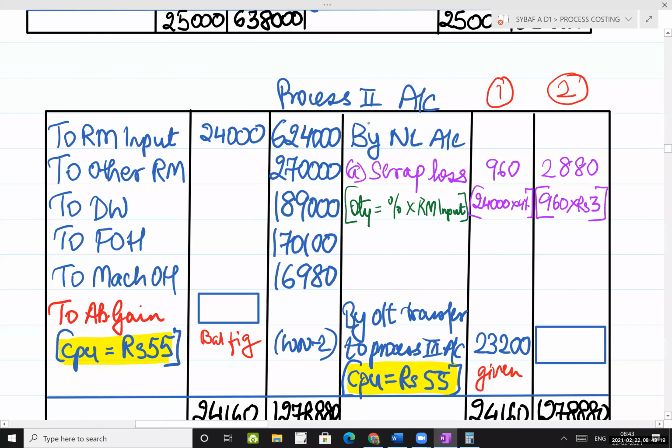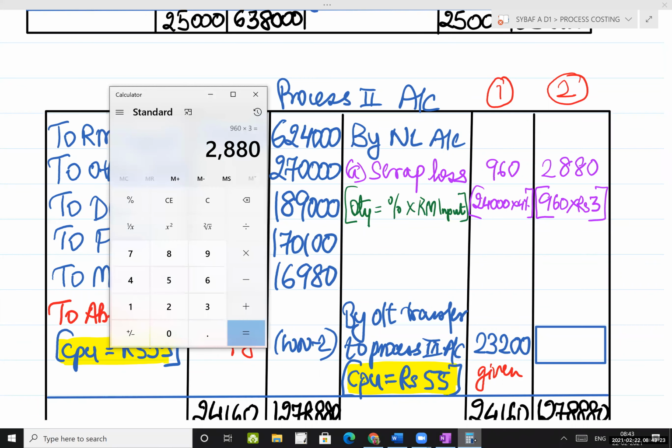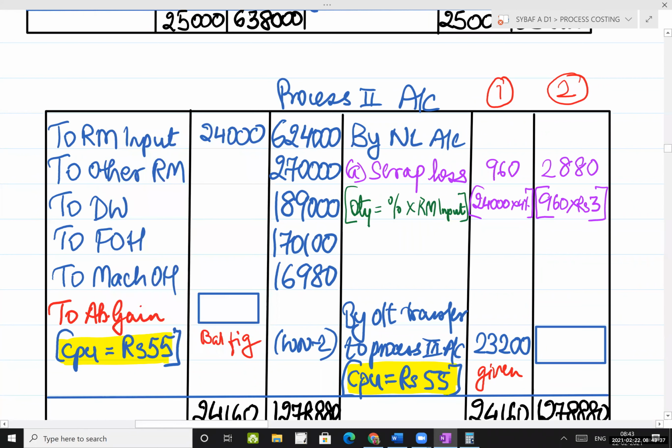देन व्हाट टू डू, देन क्लोज द क्वांटिटी कॉलम. सो डेबिट साइड कितना है 24,000. क्रेडिट साइड देखो 960 प्लस 23,200. तो क्रेडिट साइड ज़्यादा है. 24,160 minus 24,000. So 160 excess है. So it's a abnormal gain.